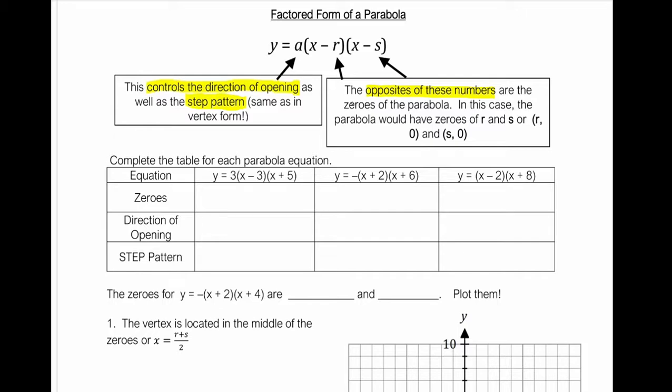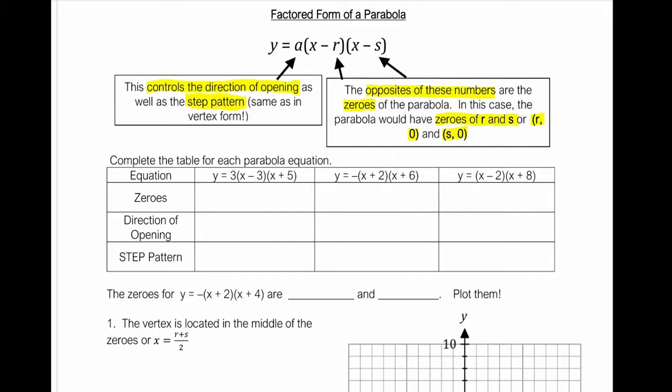And those numbers tell us the zeros, or x-intercepts, or roots. So those zeros tell us the x-intercepts, or where this parabola or quadratic crosses the x-axis. So in this case, we're basically going to have zeros of r and s, or whatever the values are, or if you want to label it as points, r comma 0 and s comma 0, because again, remember, for an x-intercept, the y value is always 0.